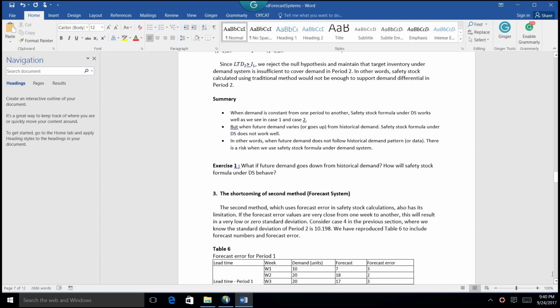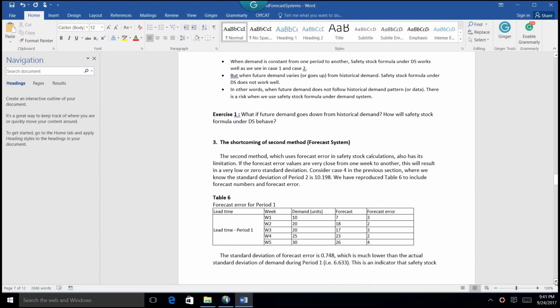Let's look at exercise 1. That is for you. What if the future demand, instead of going up, is going down, meaning that you have a downtrend rather than an uptrend? Will you still use the traditional safety stock formula? How will it behave? Let's see what your finding is in this case. That is totally for you, and in my next video I will go over it as well. What is the downside of using this formula in that case?